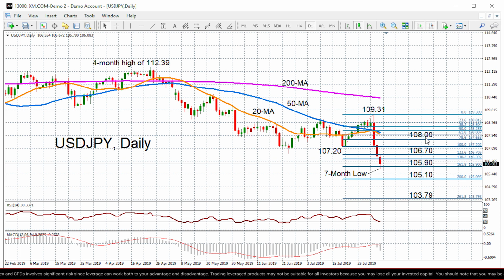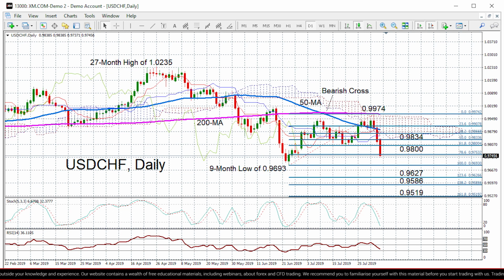So we've got a very important resistance region around 108, so that's where both the 20 and 50-day moving averages currently are, and it's also the 61.8% Fibonacci. So if we do see dollar yen climbing towards that level, that would help shift the current bearish outlook to a somewhat more neutral one. Let's now turn to the dollar Swiss franc.